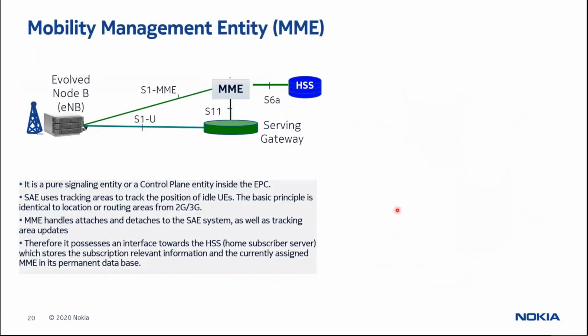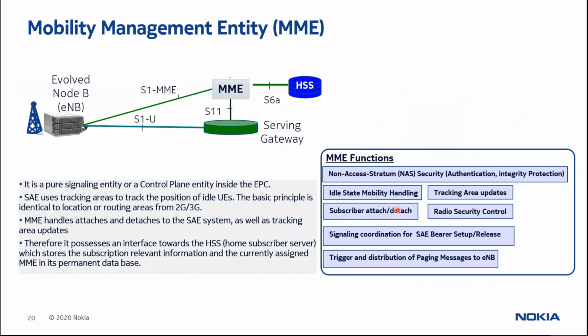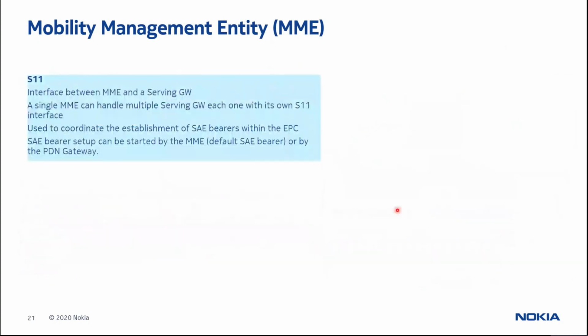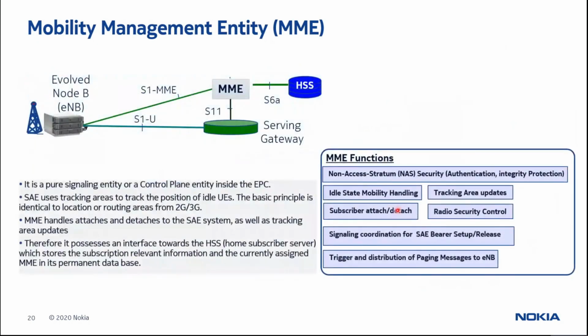Moving on with the MME, as I said, MME is a pure signaling entity, a control plane entity inside the core network. The core network is called EPC. EPC again, as I said, represents evolved packet core network. So the serving gateway uses tracking areas, which I already said earlier, and MME handles these attaches and detaches to the system. Therefore, it possesses an interface towards the home subscriber server.